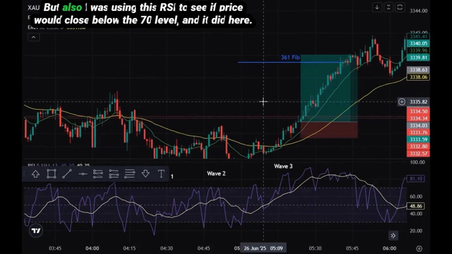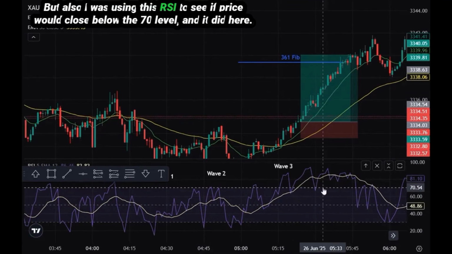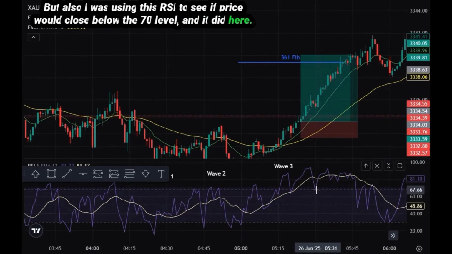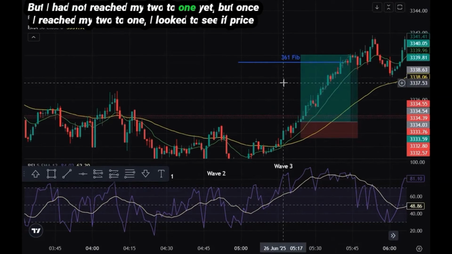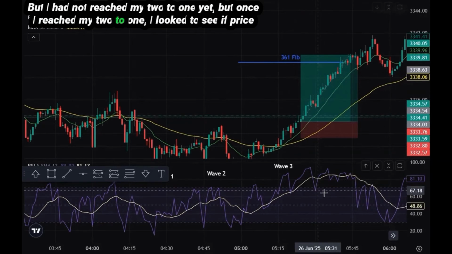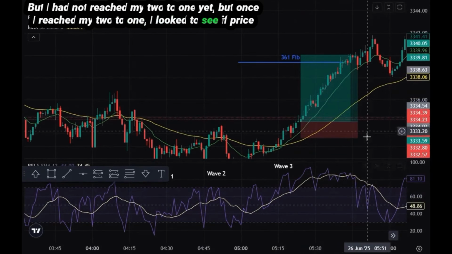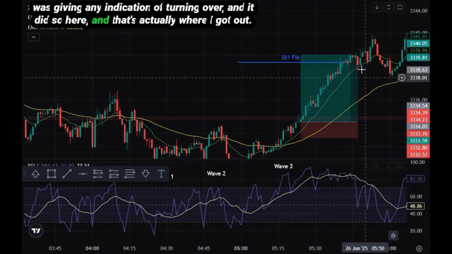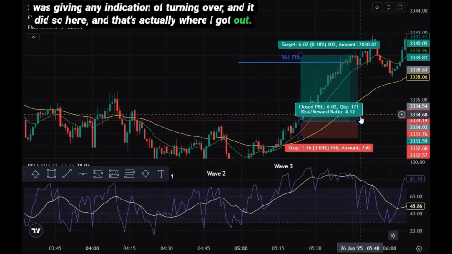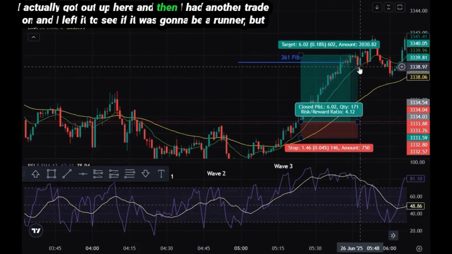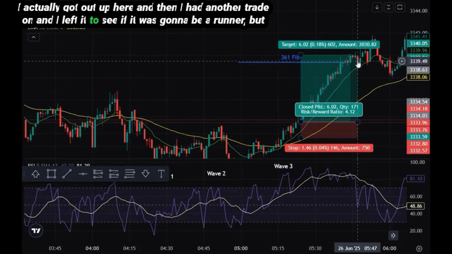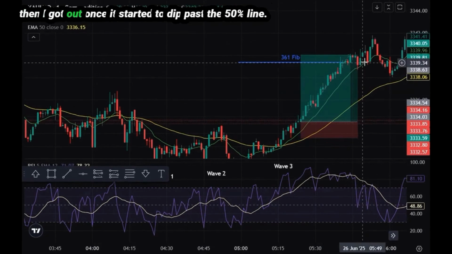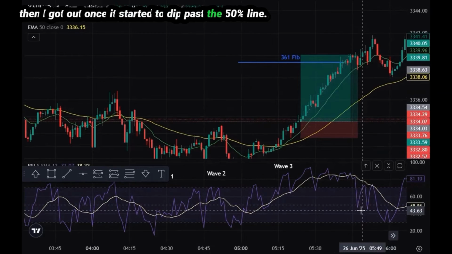But also, I was using this RSI to see if price would close below the 70 level. And it did here, but I had not reached my 2-to-1 yet. But once I reached my 2-to-1, I looked to see if price was giving any indication of turning over, and it did so here. And that's actually where I got out. I actually got out up here, and then I had another trade on, and I left it to see if it was going to be a runner. But then I got out once it started to dip past the 50% line.